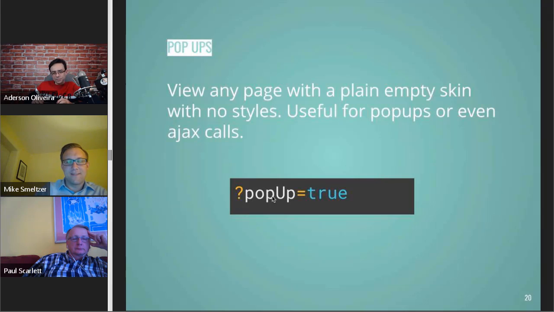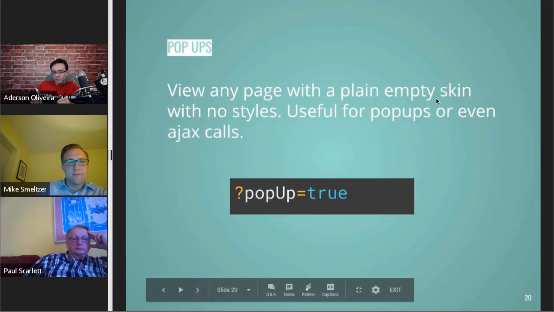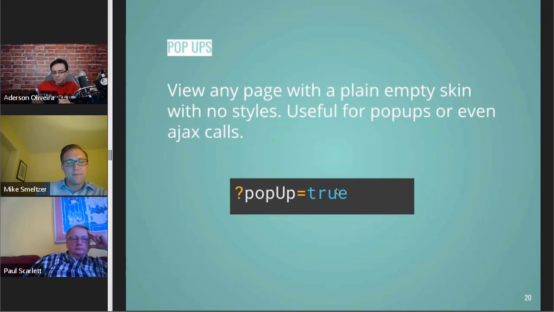And I believe this is by default what DNN used for its modal pop-ups, especially with the login functionality. You do login, it'd give you a little pop-up square, and it was using this URL parameter tagged onto the login page.